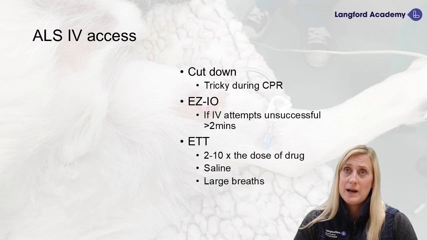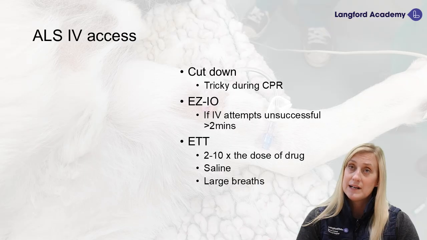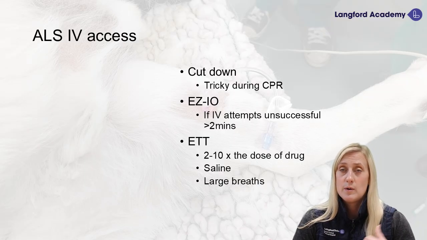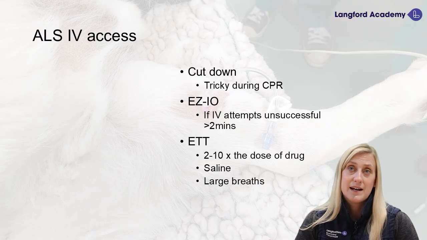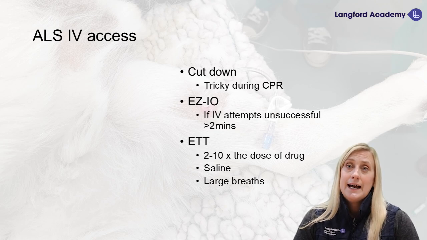So we're very lucky here. We have an easy IO where we basically have a drill. We drill into our patients at sites where we would place intraosseous catheters, as you can see on the picture in the background there, and it should be placed if IV attempts are unsuccessful. So if you've spent over 2 minutes trying to get IV access and you can't, placing an intraosseous catheter is recommended.